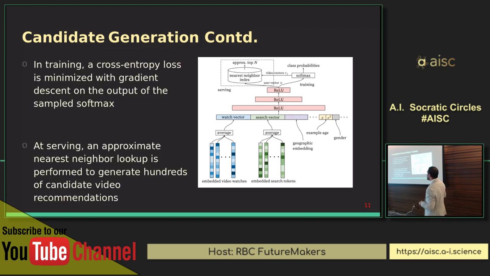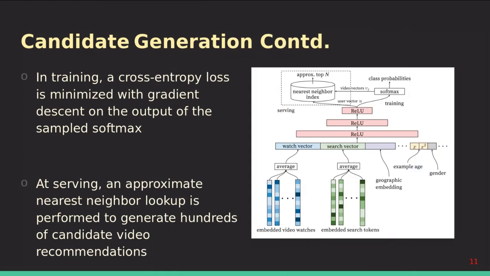We're trying to minimize the loss, it's being trained using backpropagation with gradient descent. And at serving, it's approximate nearest neighborhood. So basically, we're just trying to generate 100 candidate video recommendations for a specific user.